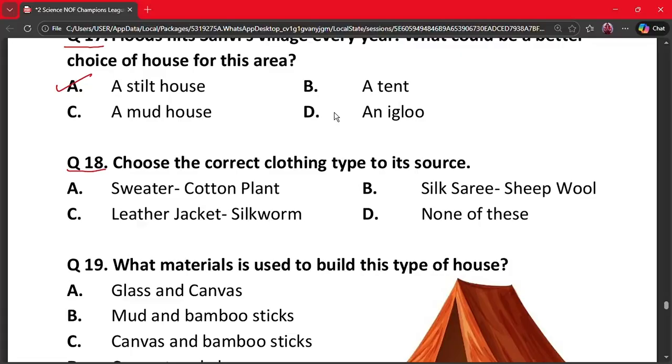Question 18. Choose the correct clothing type to its source. A. Sweater, cotton plant. B. Silk sari, sheep wool. C. Leather jacket, silkworm. And D. None of these. The correct answer is option D. Why? Because sweaters are made from wool, silk from silkworm, and leather from animal skin. Since all the given pairs are incorrect, the correct option is option D, none of these.